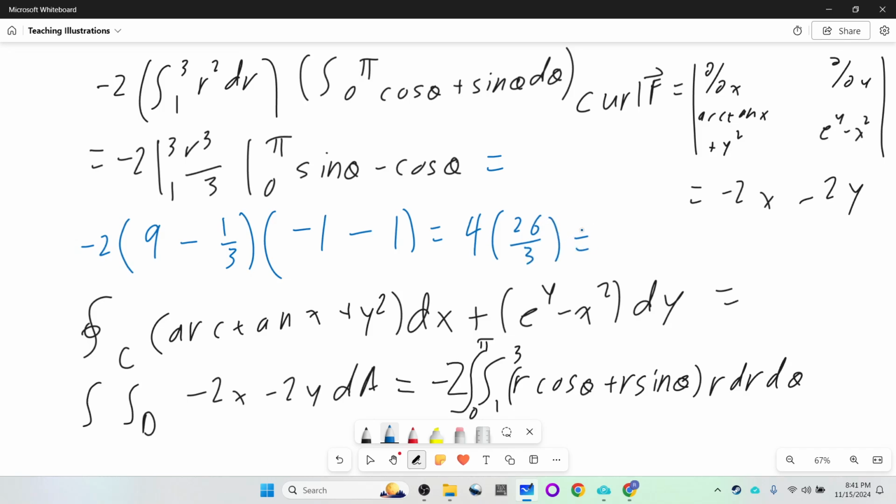is... Hang on, let me make sure I've got my... Did I do the... Oh, this should have been +1 and +1. Let me check that again, because when pi, we get 0 minus cosine of pi is -1, so minus negative is plus. And plug in 0, we will get -1. Yeah, okay. There we go. So it's -104 over 3.